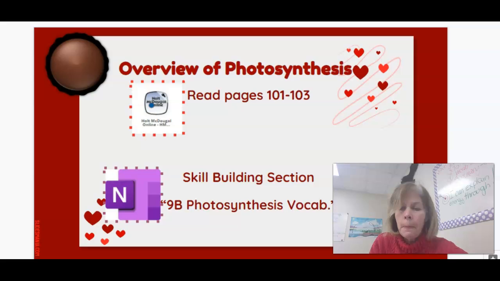Moving on to the day's material, we're looking at an overview of photosynthesis. I'm asking that you read pages 101 to 103.